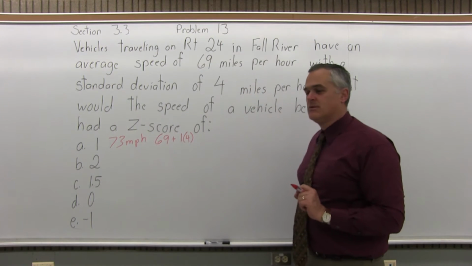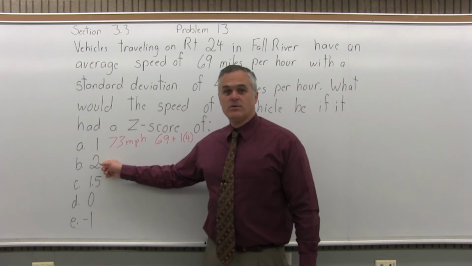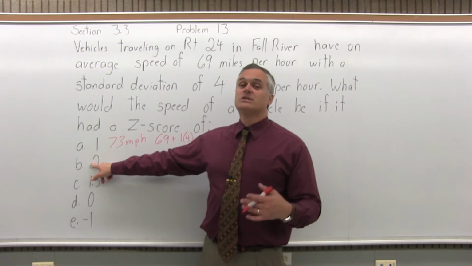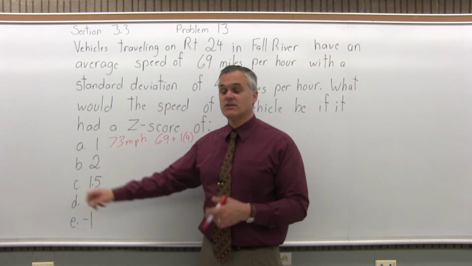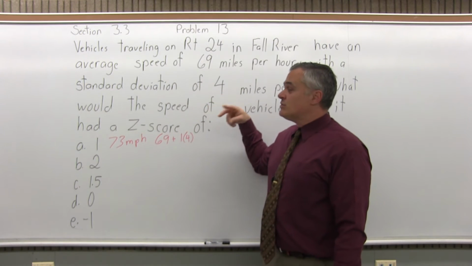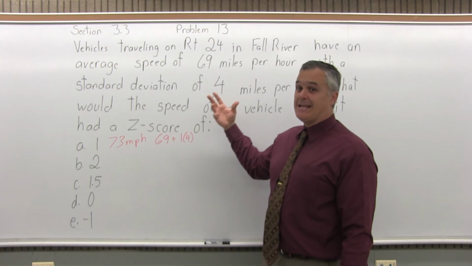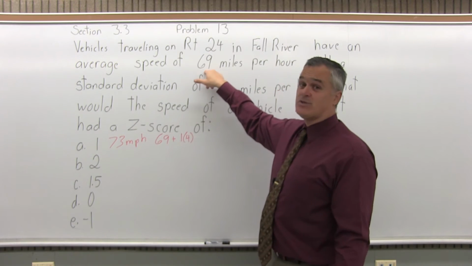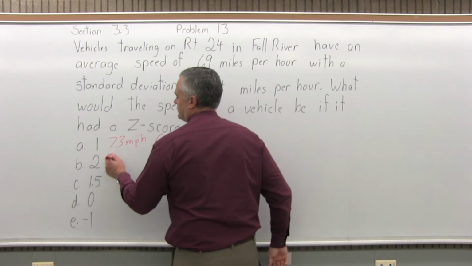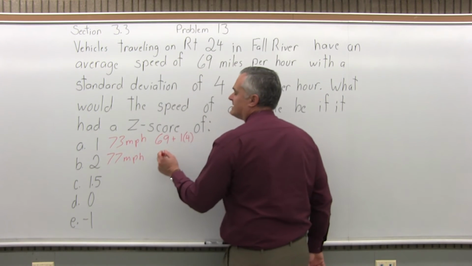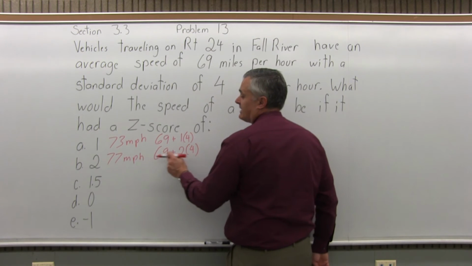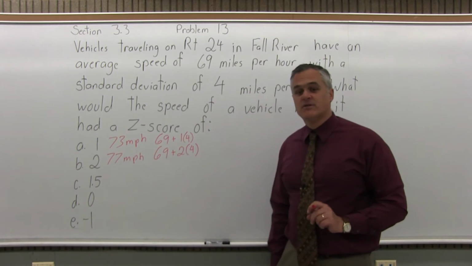That was the 73. Now, how about a car that has a z-score of 2? Again, 2 means 2 standard deviations away from the average value. Because it's positive, it means 2 standard deviations larger. It could be negative, 2 standard deviations less, which we'll see in Part E. Each standard deviation is 4 miles per hour, so 2 of those would be 2 times 4, 8. 8 miles per hour faster than 69, so 69 plus 8 would be 77. And again, that 77 came from the average value of 69 plus 2 standard deviations. That's what this 2 means, 2 standard deviations bigger than the average value.